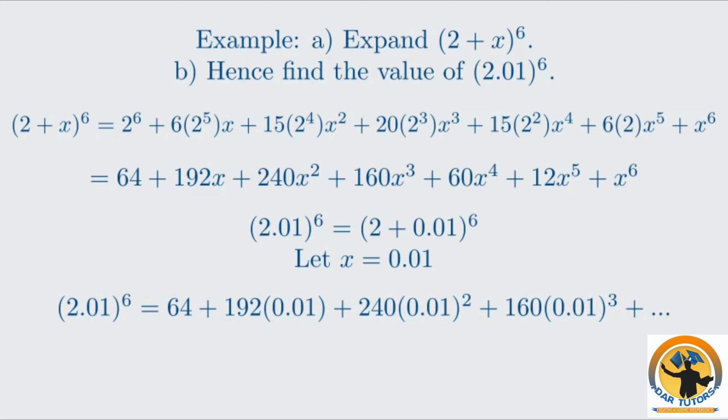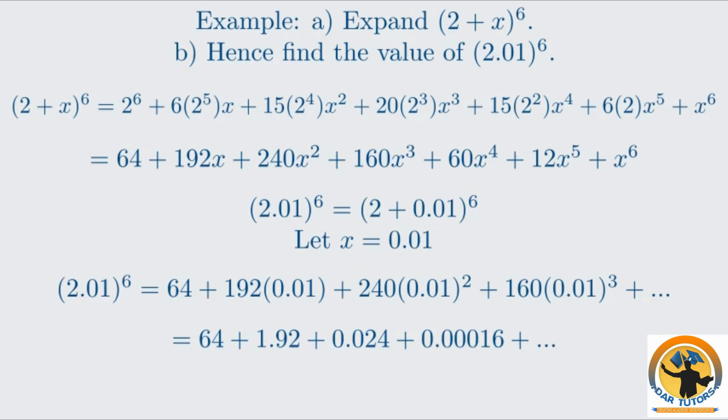Notice that the terms get very small very quickly. For a good approximation, we only need the first few terms. The first term is 64. The second is 1.92. The third is 0.024. The fourth is 0.00016. Adding these up, we get 65.94416. This is a very accurate approximation of 2.01 to the power of 6.